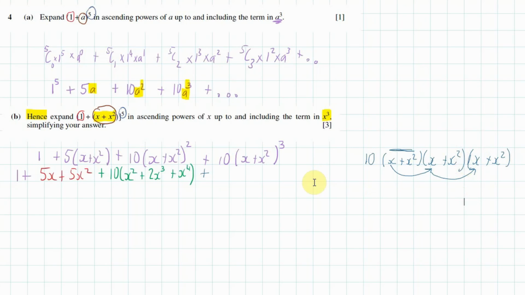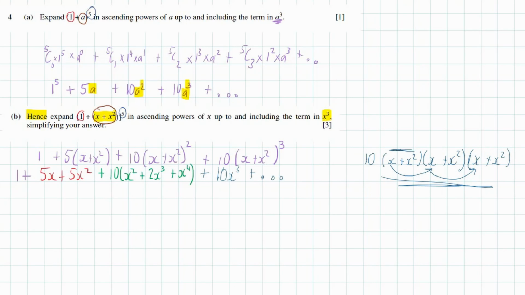Okay, now, so we can say, out of that bracket, we're going to end up with a 10x cubed. And the rest we can ignore because we only need to go up to the power of 3, x to the power of 3. Okay, now we're going to pull it all together.